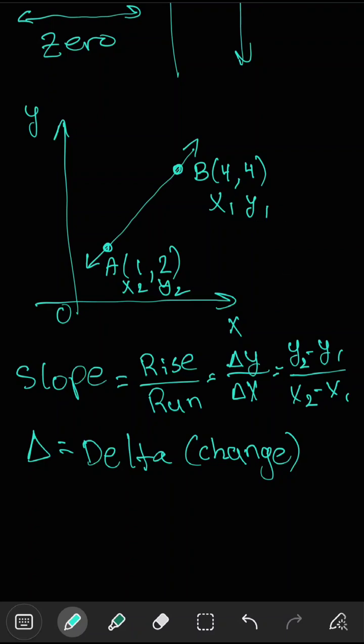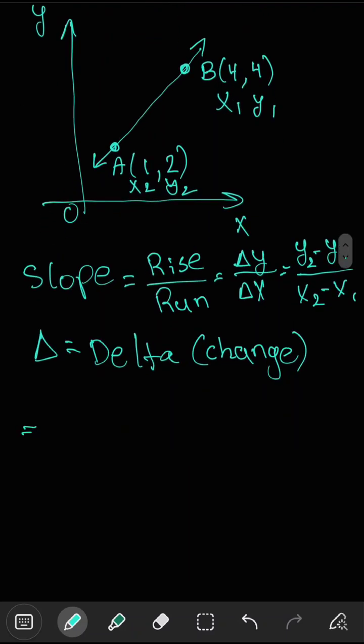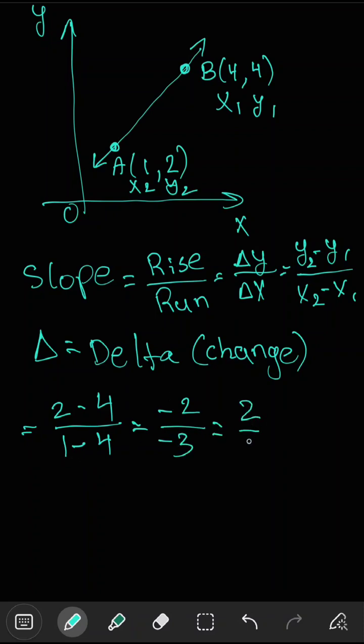So now let's plug in the numbers. So change in y, so y2 is 2 minus y1, which is 4, divided by x2, which is 1, minus x1, which is 4. 2 minus 4 is negative 2, divided by 1 minus 4 is negative 3. Negative 2 over negative 3 gives us a positive slope of 2/3.